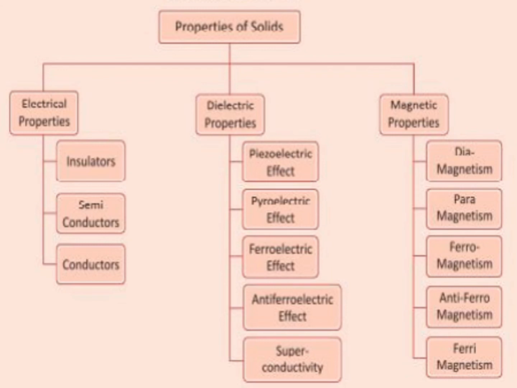This is the consolidated properties of solids. I already explained, and again I am consolidating. It is a concept map, so you can easily come to know. Three properties are there: electrical, dielectric, and magnetic. Electrical is divided into three: conductors, semiconductors, and insulators. Dielectric properties are classified again: piezoelectric effect, pyroelectric effect, ferroelectric, antiferroelectric, and superconductivity. Magnetic properties: diamagnetic, paramagnetic, ferromagnetism, antiferromagnetism, and ferrimagnetism.